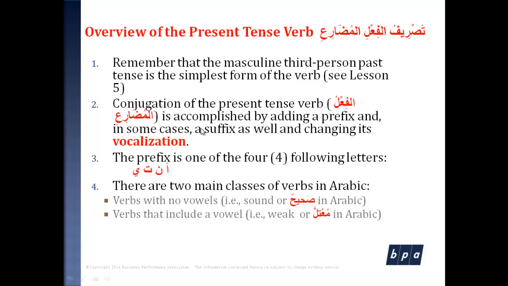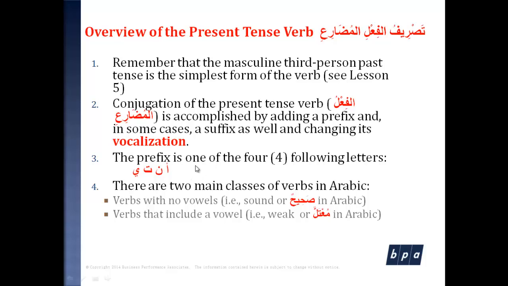If you'll recall in Lesson 5, the conjugation of the past tense verb happened with the addition of mostly suffixes to the end of the verb and changing the vocalization. When we conjugate the present tense verb, we basically add a prefix, and in some cases, when we run out of prefixes, we add a suffix to differentiate between the different pronouns, as well as changing the vocalization as we did in the past tense.